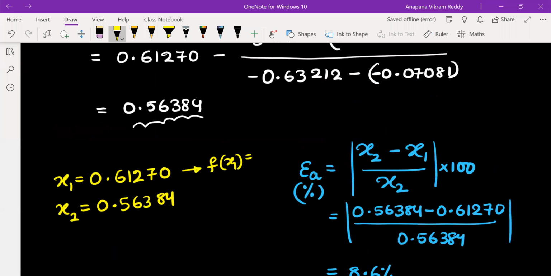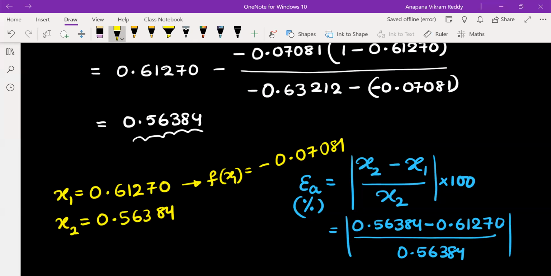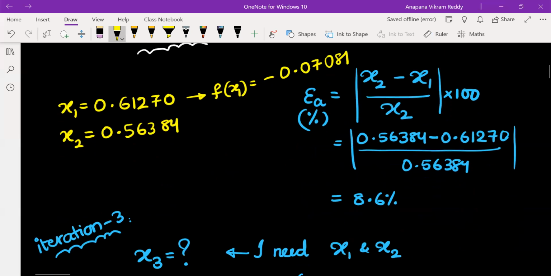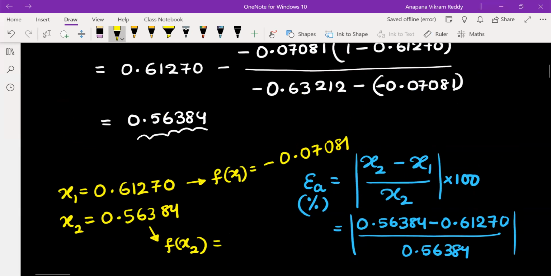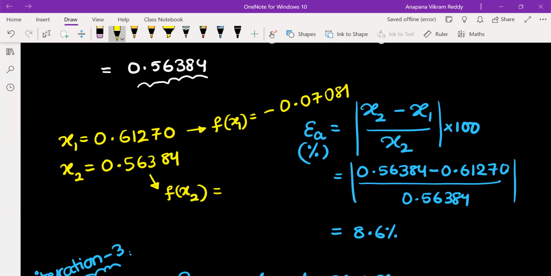What did we get for this? I think we got minus 0.07081. Now, what is f of x2? Anyone? I just calculated this. f of x2 is equal to what? How much? 1.13? No, I'm asking f of x2. You plug in e power minus 0.56384 minus 0.56384.